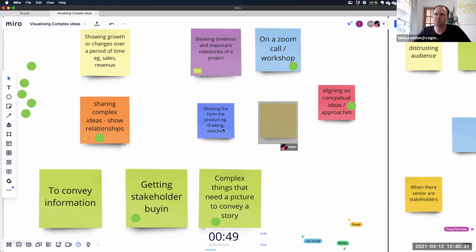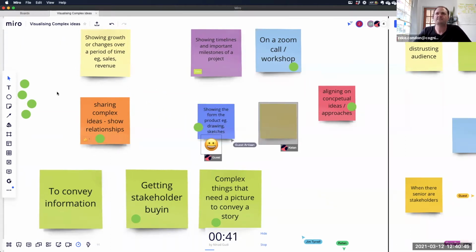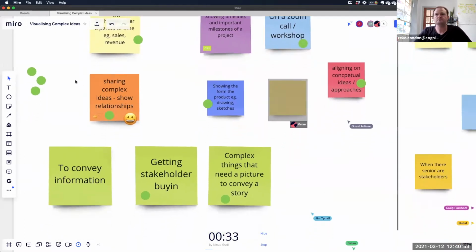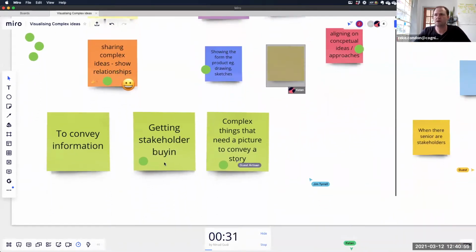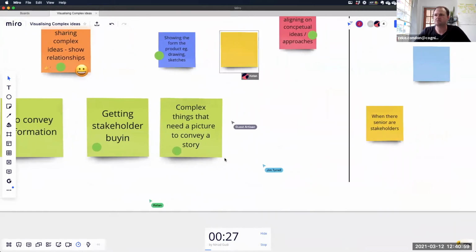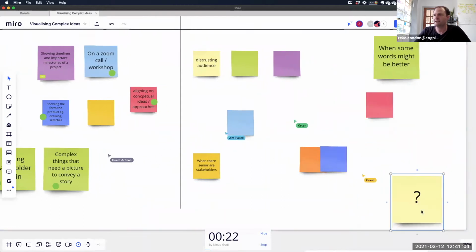But showing the form, the product, example, drawing and sketches. Yep, that's a really good one. Again, it's kind of in the conceptual realm. Showing growth or changes over a period of time. Yeah, so again, it's not of the physical realm, right? Getting stakeholder buy-in and complex things that need a picture to convey a story. Cool. Okay, looking a little bit lean on the side over here.